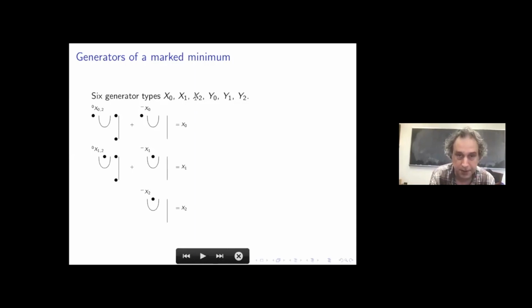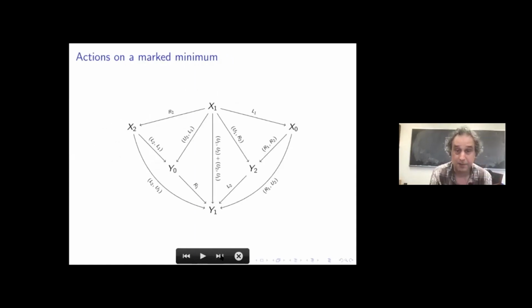I've got these three shorthands for these 5 generators, and there are corresponding other generators called Y, which have the exact same structure. And now I'm going to draw a diagram which represents all the actions on this picture.